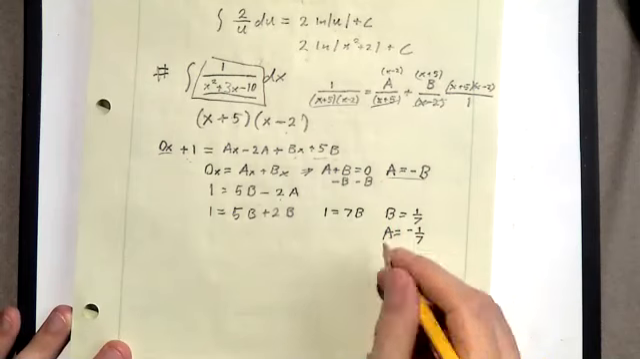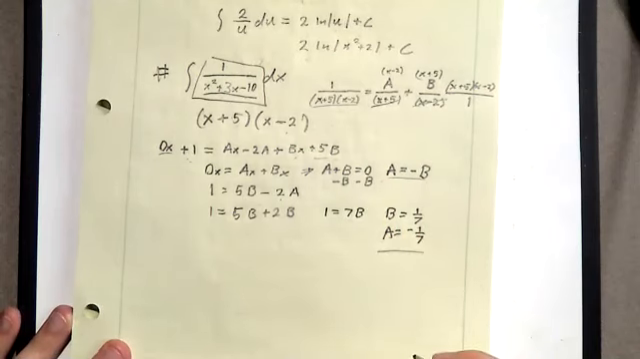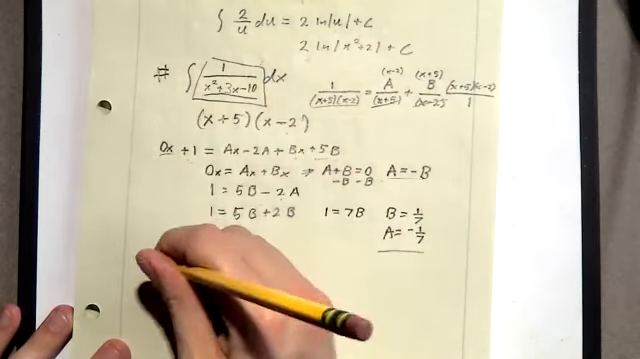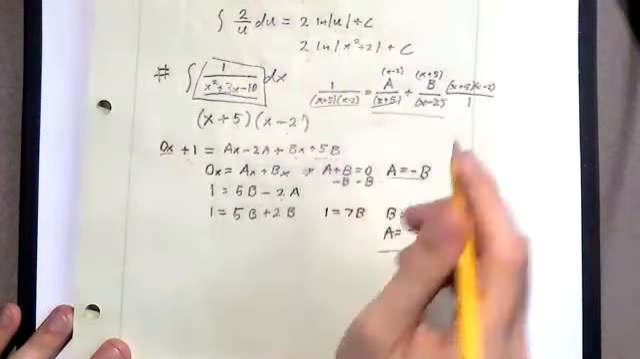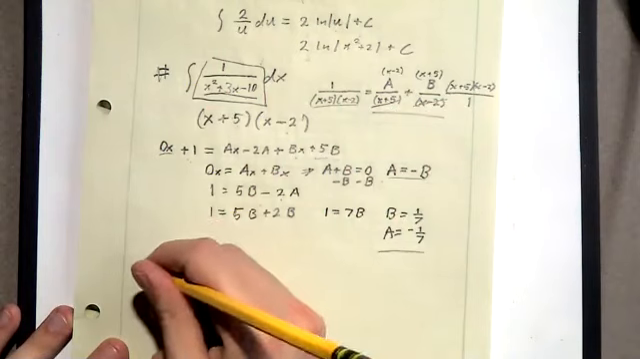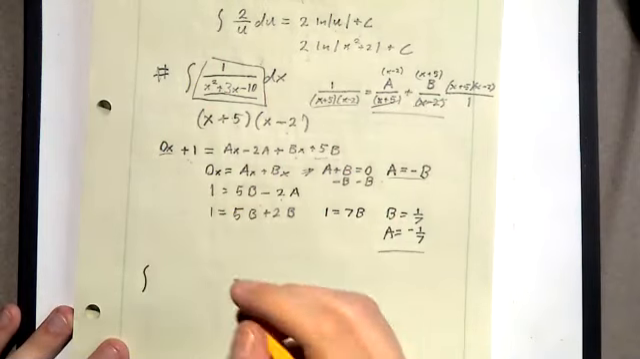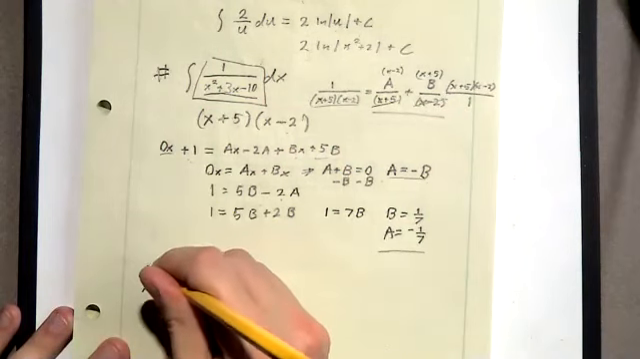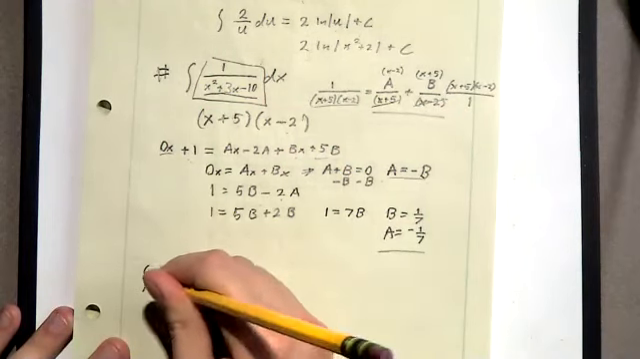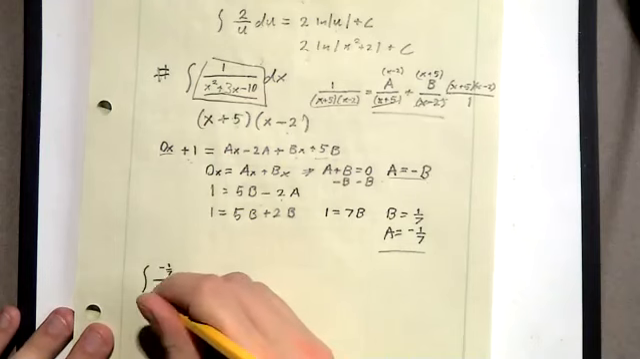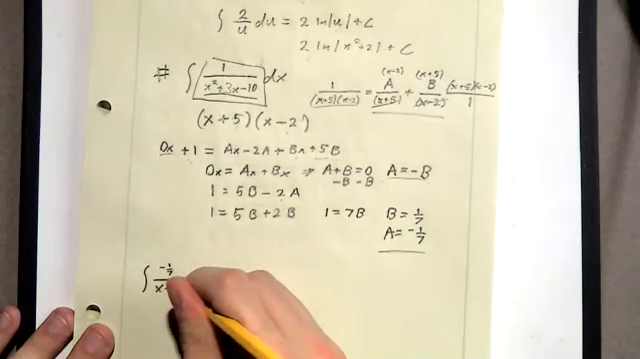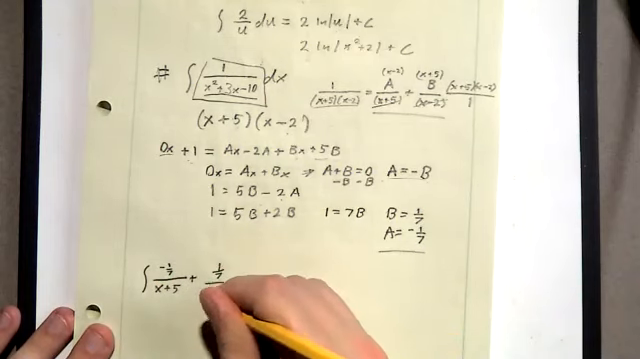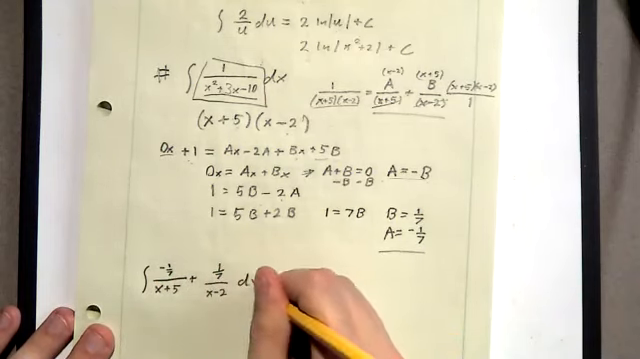All right. So since we now know our a and b, we can then go back to our integral, this time using this form. So we'll have the integral, indefinite, of -1/7 over x plus 5 plus 1/7 over x minus 2 dx.